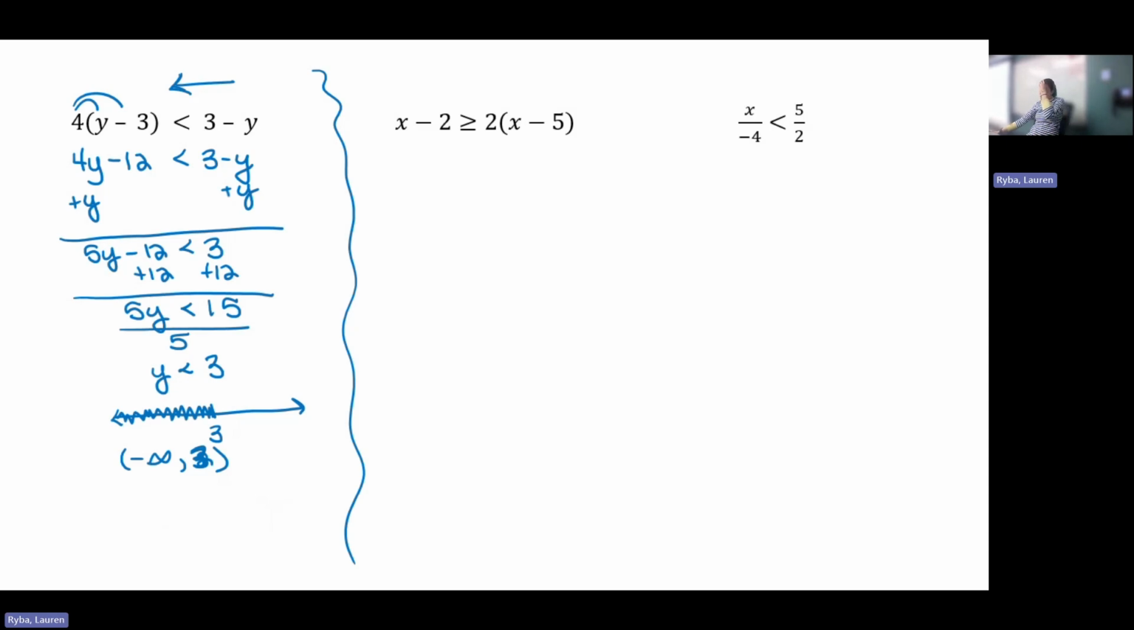Next one, x minus 2 is greater than or equal to 2 times the quantity x minus 5. All right, so I'm going to distribute on the right-hand side. 2x minus 10. And I know a lot of people get in the habit of always moving the x to the left-hand side. So if I want to get rid of this 2x, I'm going to subtract 2x from both sides. So I have negative x minus 2 is greater than or equal to negative 10.